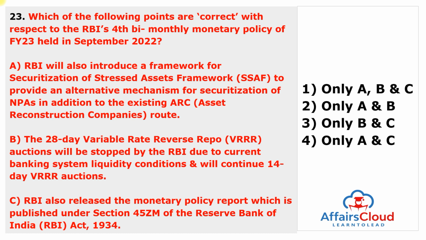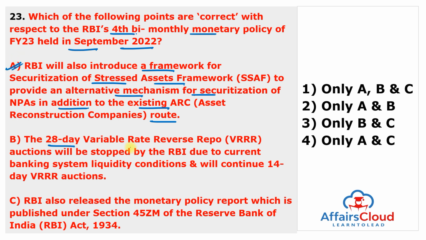Which of the following points are correct with respect to the RBI's fourth bi-monthly monetary policy of financial year 23 held in September 2022? Again, this question is related to the bi-monthly policy, but there are new points, so you have to remember. RBI will also introduce a framework for the securitization of the standard asset framework to provide an alternative mechanism for the securitization of the NPAs in addition to existing asset reconstruction company route. This statement is true statement.